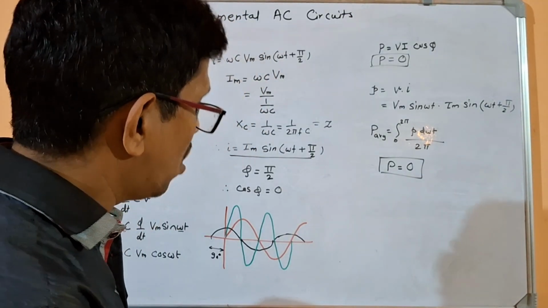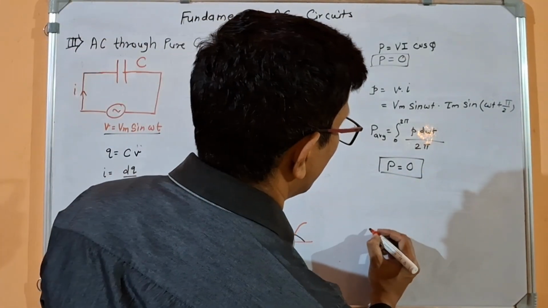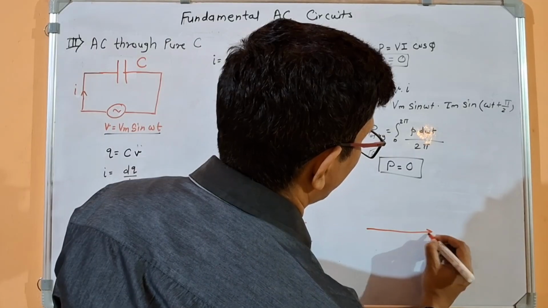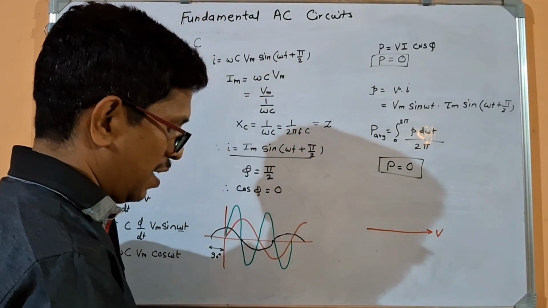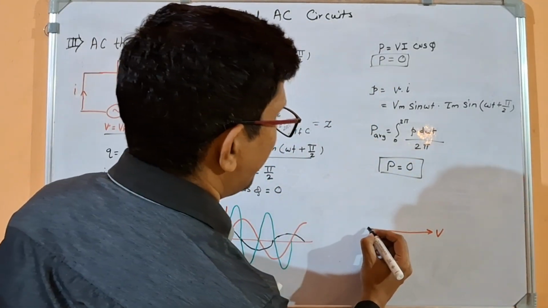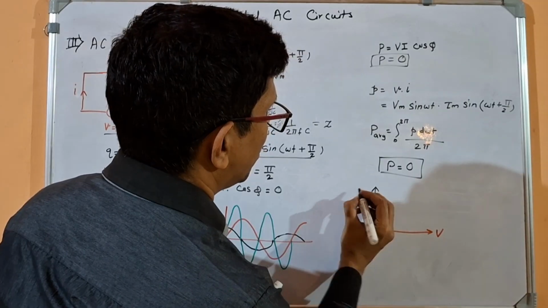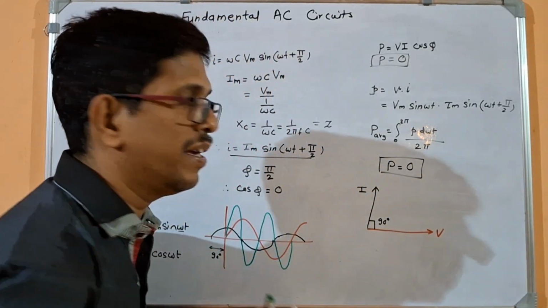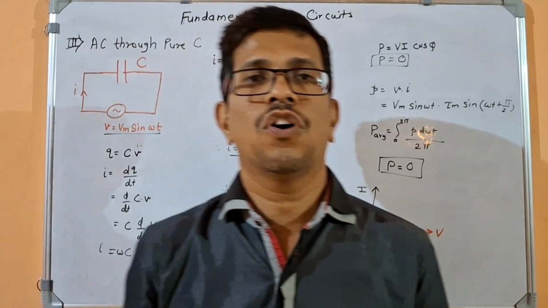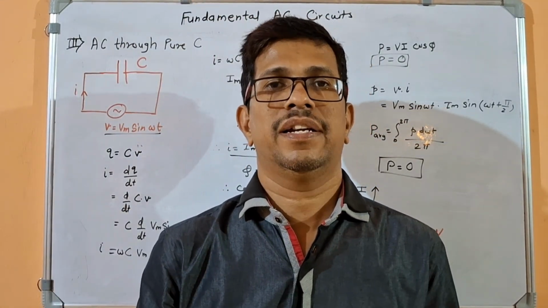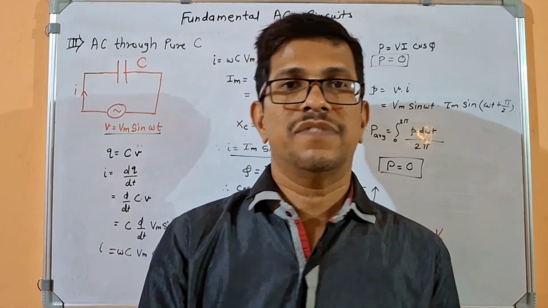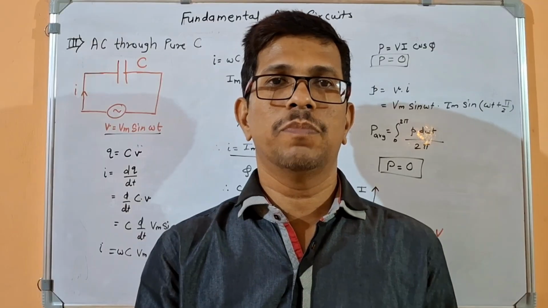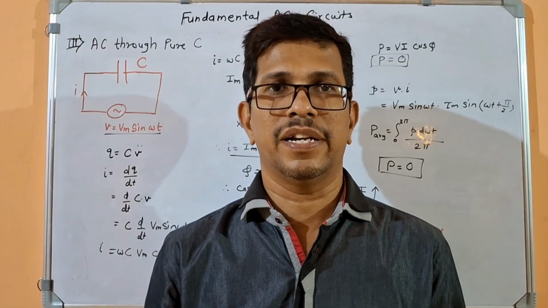We can draw the phasor diagram over here. For the phasor diagram, my voltage will be the reference and the current will be 90 degrees leading. So the current is ahead of the voltage by 90 degrees. So that's all for all fundamental circuits. In the next video, we will solve simple numericals based on fundamental circuits.